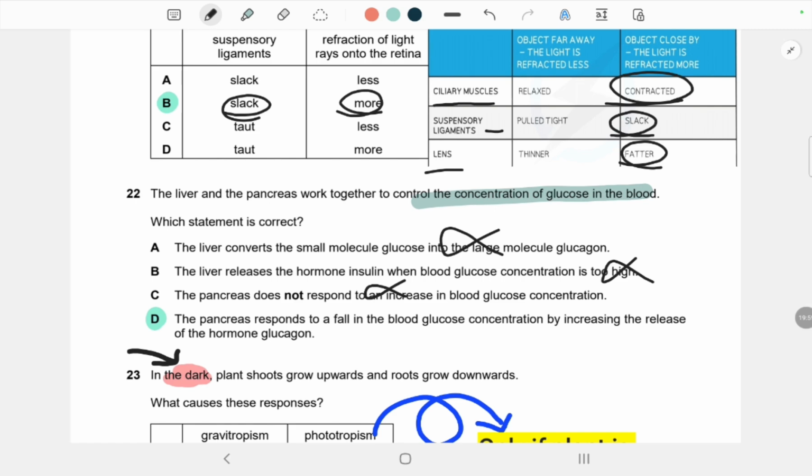So only the pancreas responds to a fall by increasing release of the hormone glucagon. Glucagon is the one that will be released because now your blood glucose concentration is low. So basically you need more glucagon to convert the glycogen to glucose to increase your blood glucose concentration and return that back to the set point.